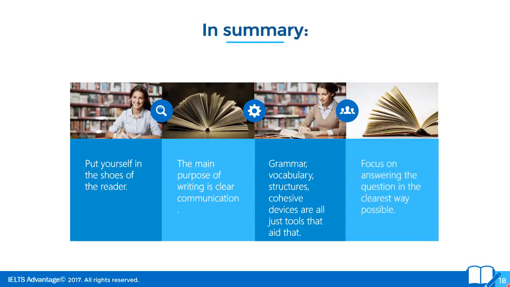Focus on answering the question in the clearest possible way. So if I was to summarize this or give one piece of advice that will help you not only with coherence and cohesion, but just in general get the mark that you deserve, focus on answering the question in the clearest possible way, and that is really, really going to help you.